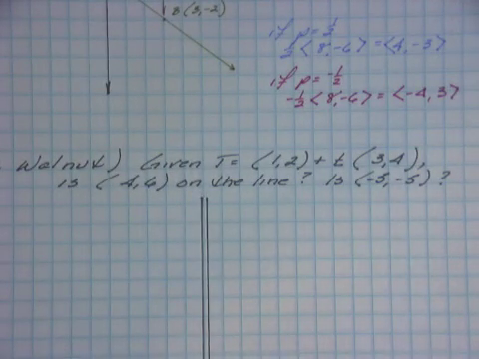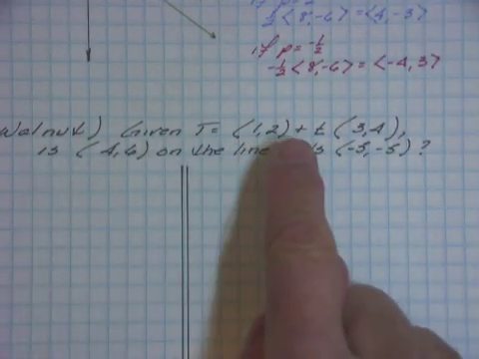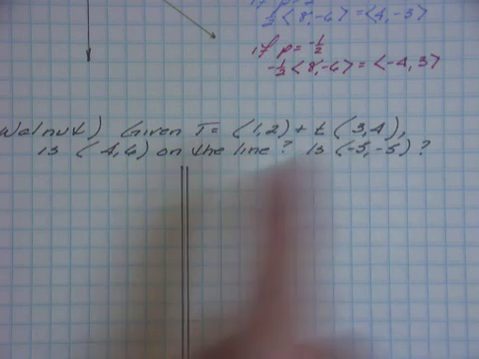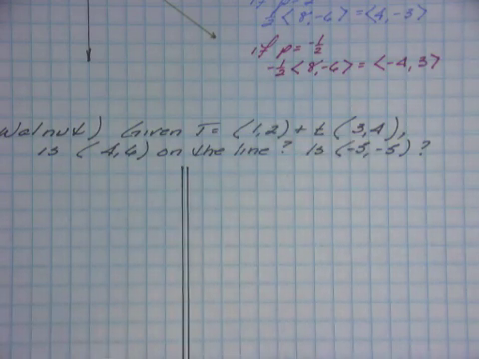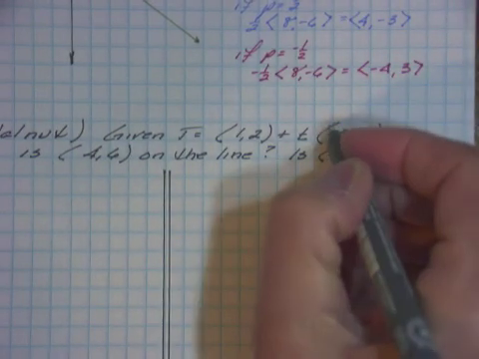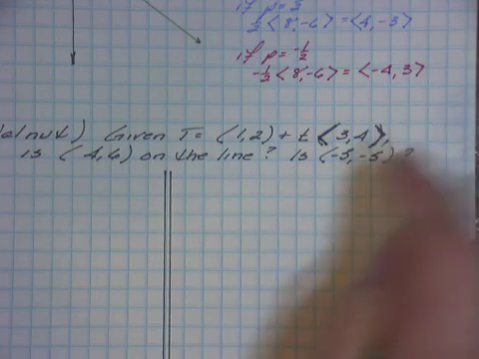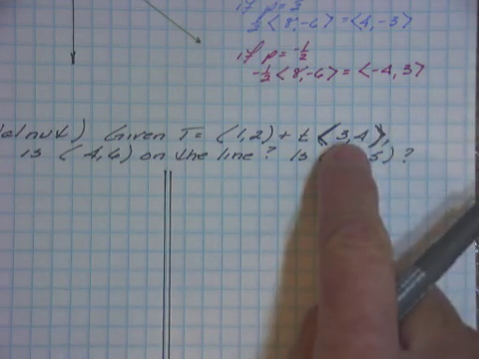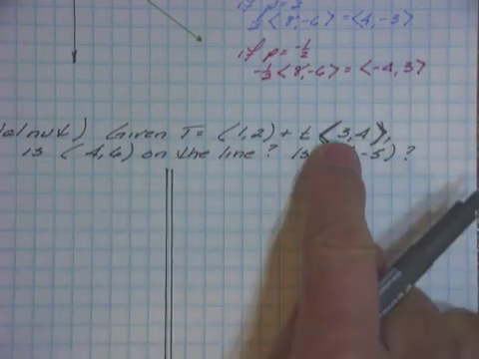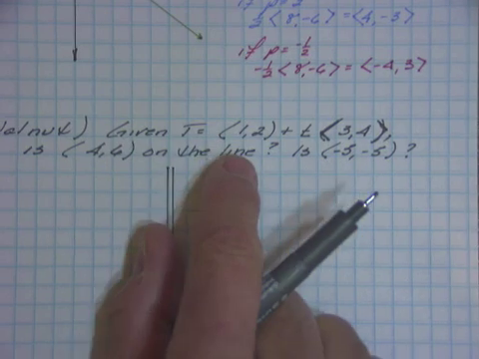So let's get to today's example. So this is example walnut. Apparently we're doing trees today. Given the equation r equals 1, 2 plus lowercase t times 3, 4. Now, there might be some confusion here because you often see this as a vector component. I suppose I should have done the brackets like this.